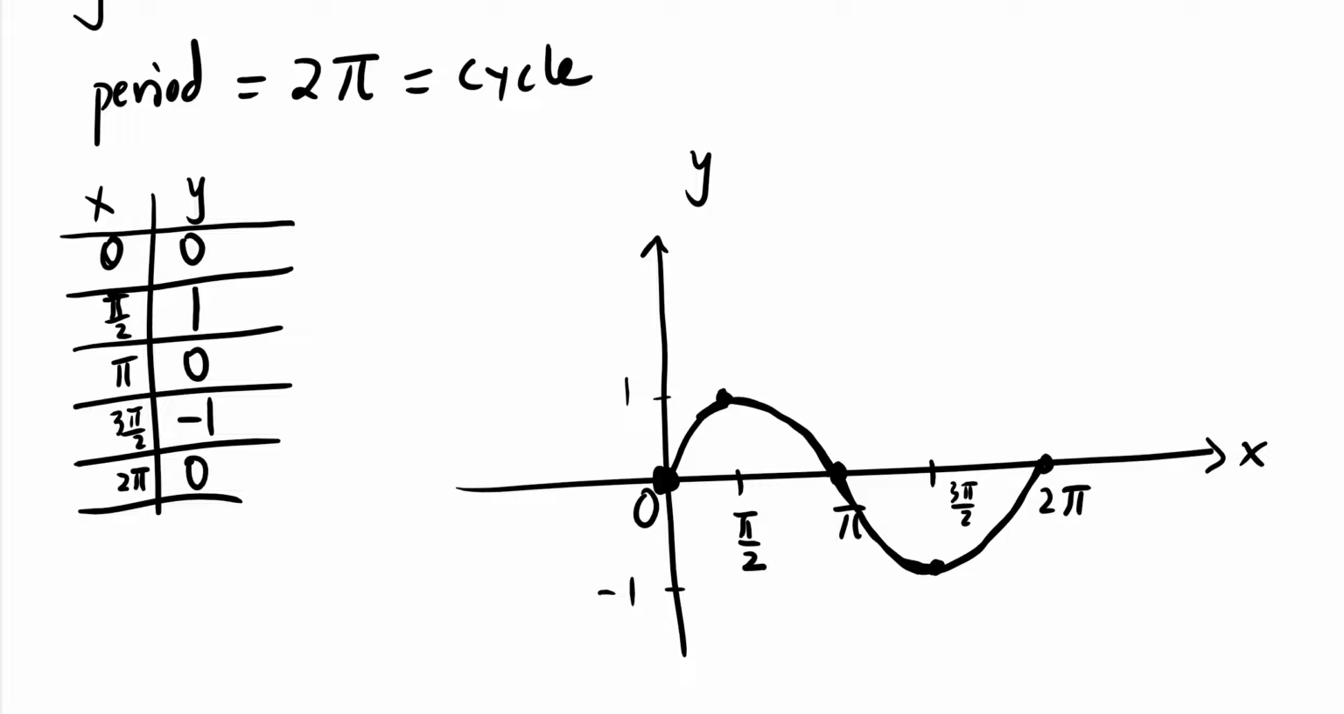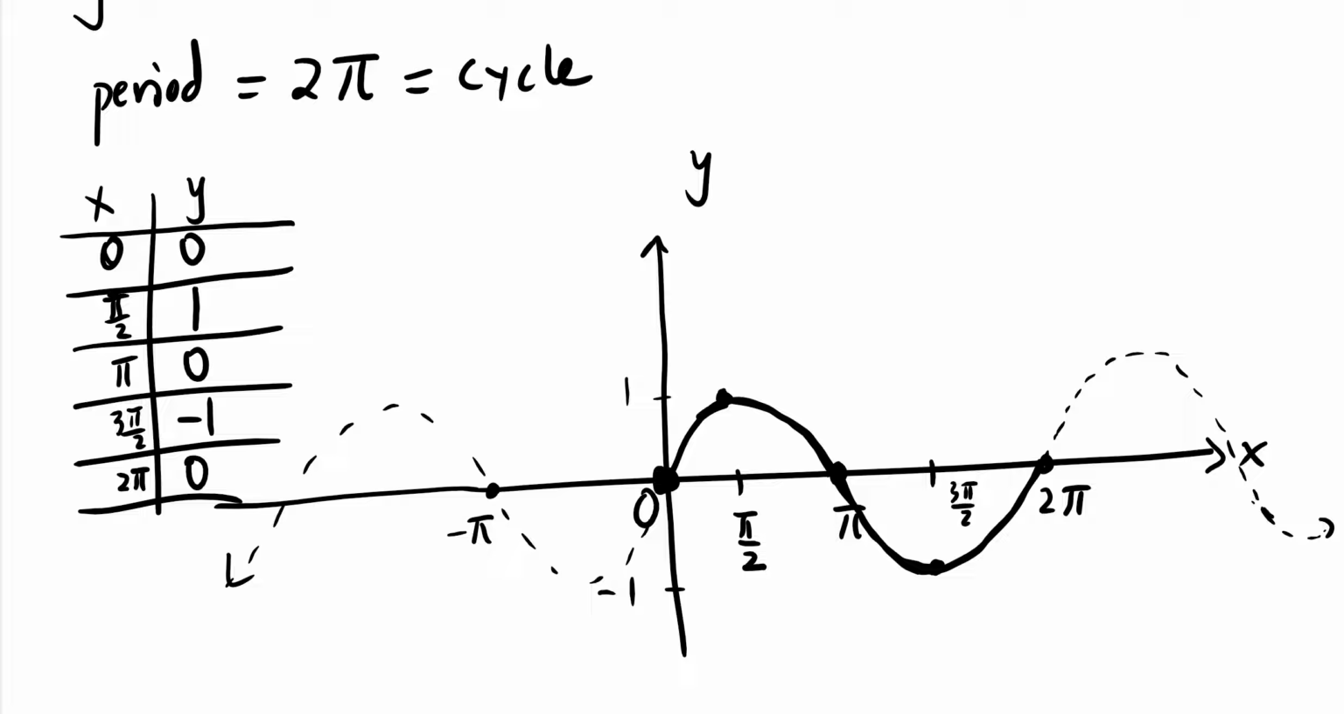The answer is no. It's going to go on. I'll draw it with dotted lines to show you that this is going to repeat on and on on both sides. This one here I expect to be negative pi, and the one on the left is negative 2 pi. That's the graph, and that's all we need. You need to know the graph.